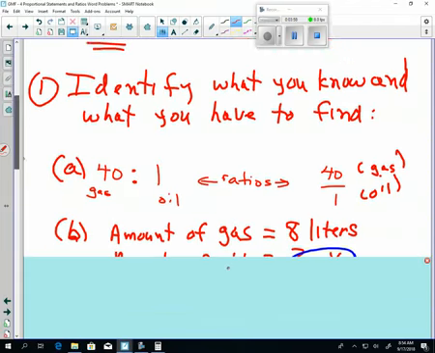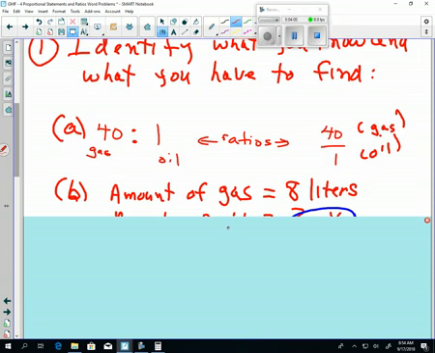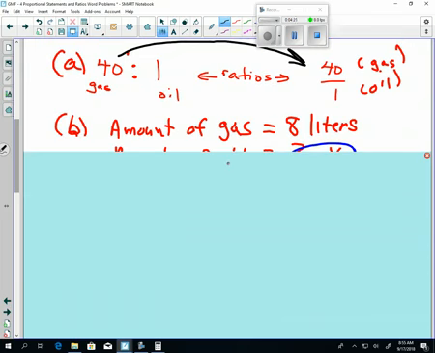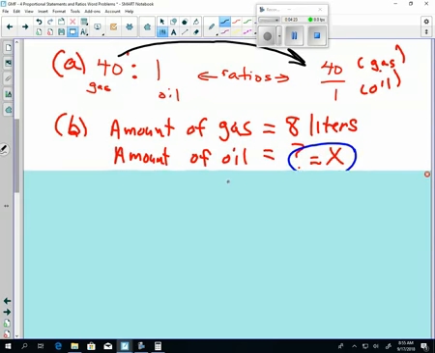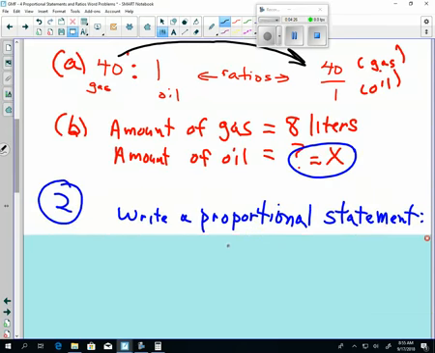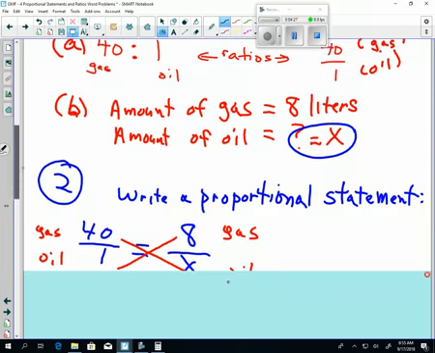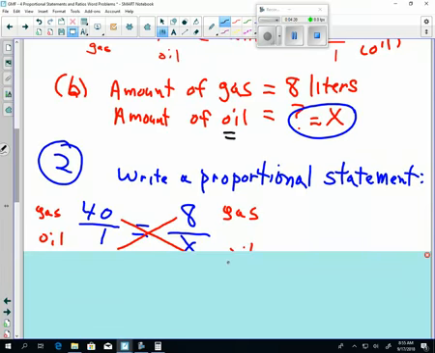So we write the ratio 40 to 1. Make sure you understand which is the 40. 40 is the amount of gas to 1 part of oil. And like I said, you can write that ratio as a fraction, 40 to 1. The amount of gas is 8 liters. Now we can write our proportional statement. Since we're trying to find out the amount of oil, we give it the designation x.